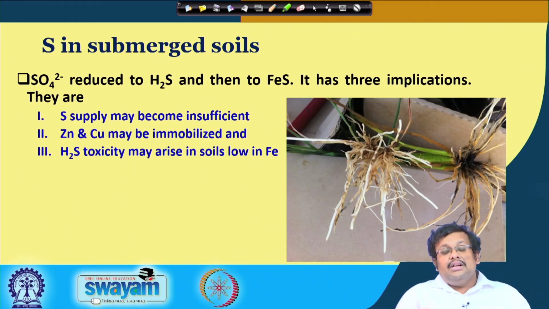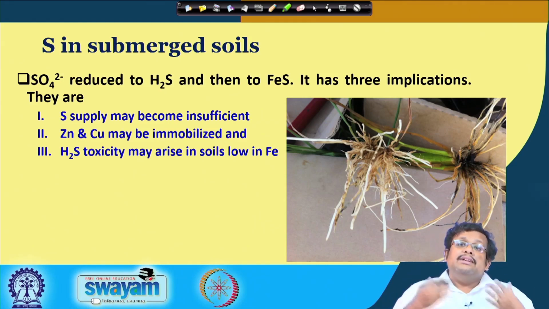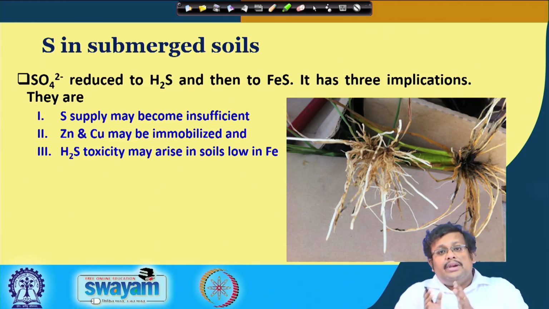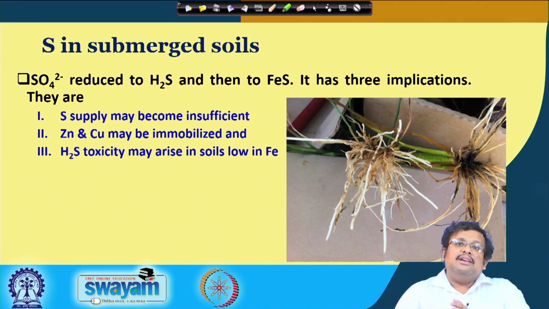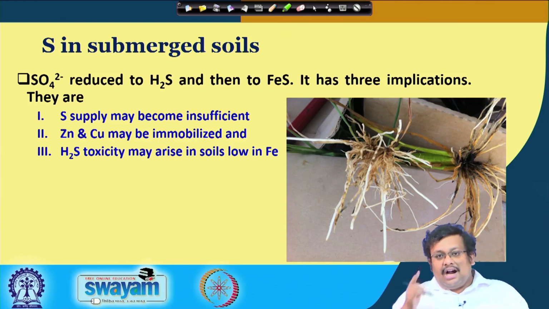Now, if we talk about the sulfur in the submerged soils, the sulphate, which is an oxidized form of sulfur, is reduced to hydrogen sulfide, and then in the extreme condition it is reduced to iron sulfide. So, when it is reduced from sulphate to H2S and then to FeS, it has basically three implications. First of all, sulfur supply may become insufficient, because in case of plants the available form of sulfur is sulphate. However, the sulphate is getting reduced to the sulphide form.